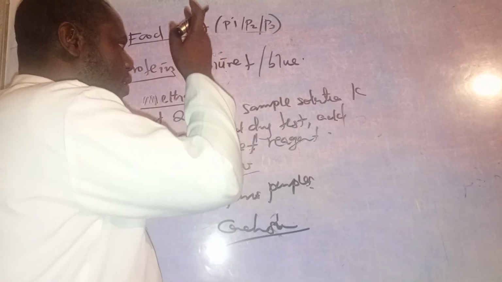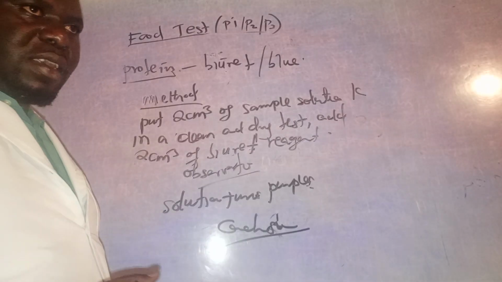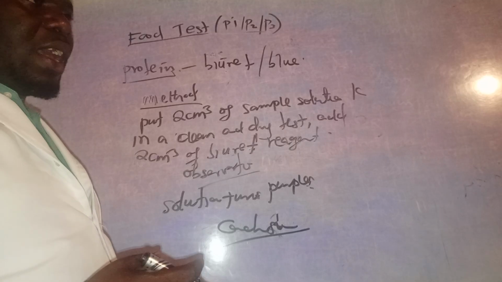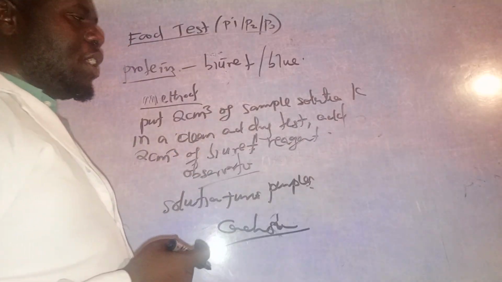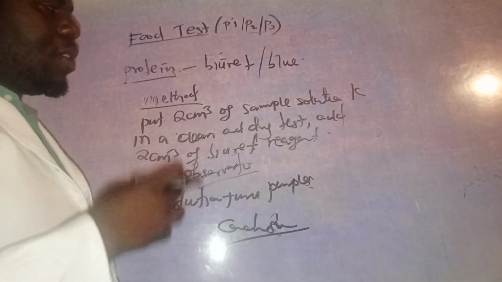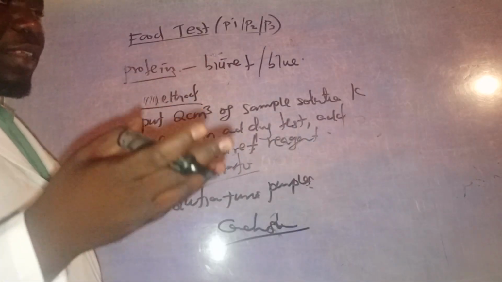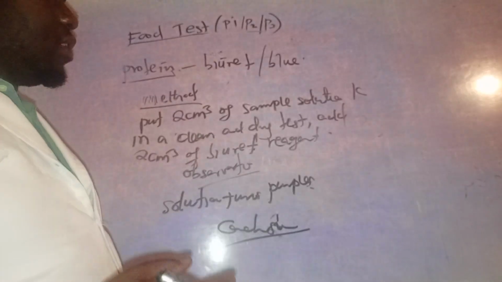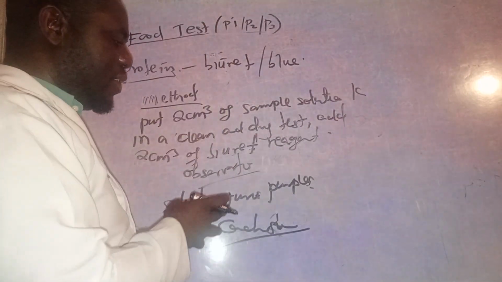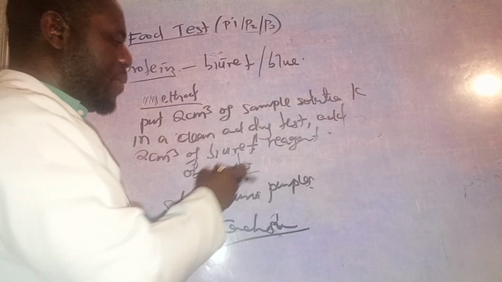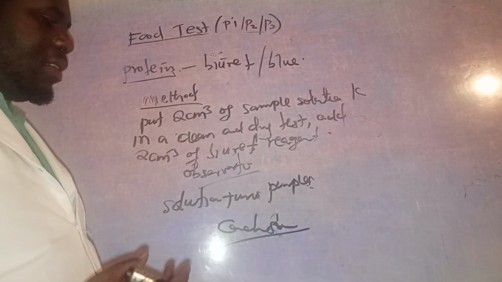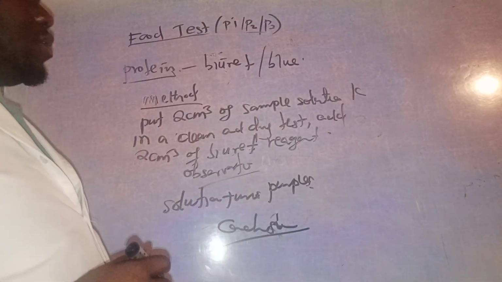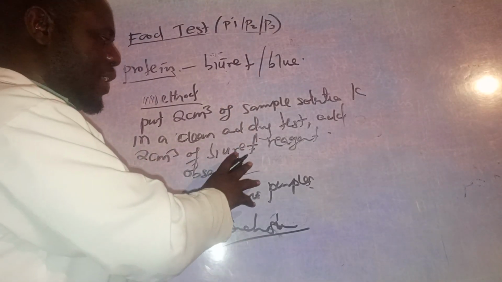Blue. Then for starch, if the starch is present, it will turn blue-black. And if it's absent, it will remain what? Brown. Present, blue-black for starch. Absent, it will remain brown. Then for protein, if it's present, it will turn purple. And if it's absent, it will remain blue. So this is the first part that I wanted to explain.